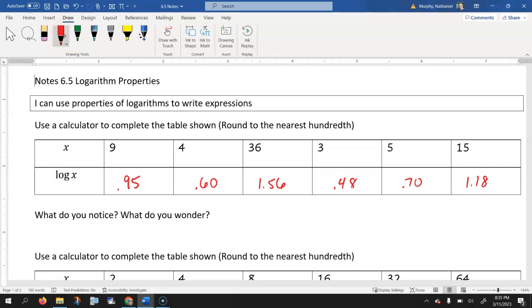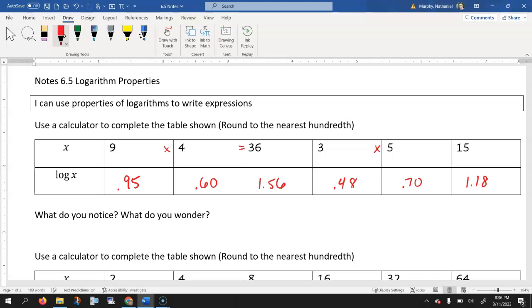Maybe you're looking at this and you're thinking, man, this just seems so random. Like 9, 4, 36, 3, 5, 15 across the top. Those don't seem to be in any particular order. Usually when we set up a table, we go from smallest to largest. And these seem completely random. Well, they're not random. What if I did this?